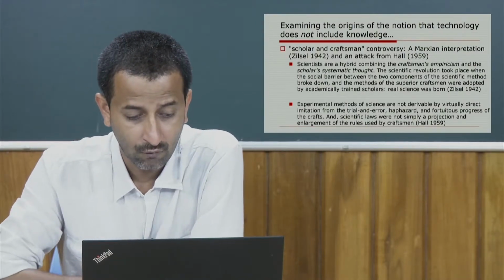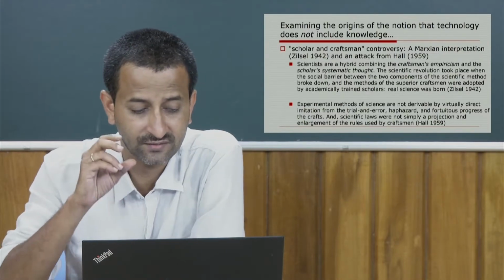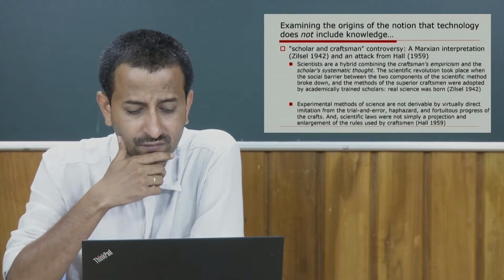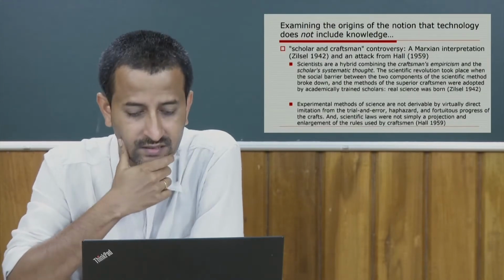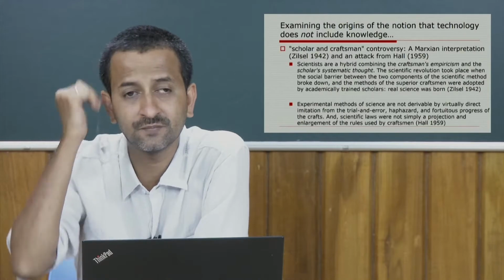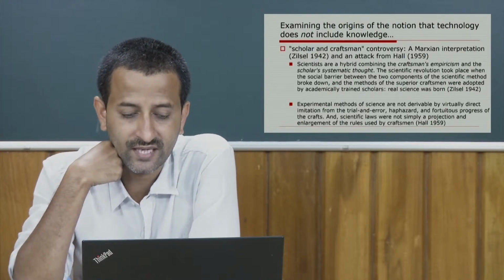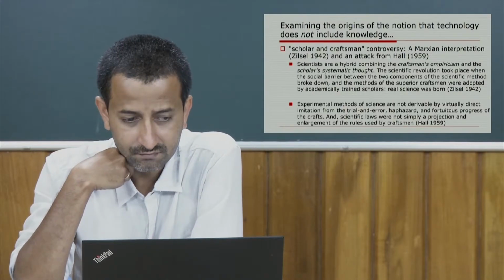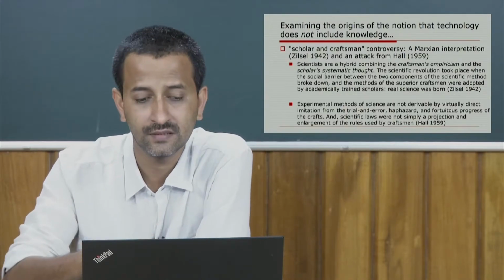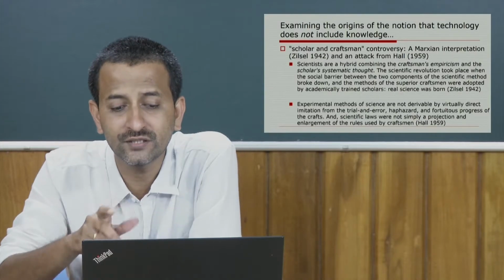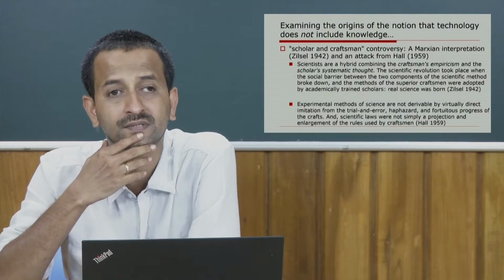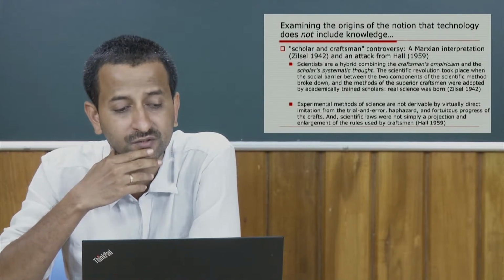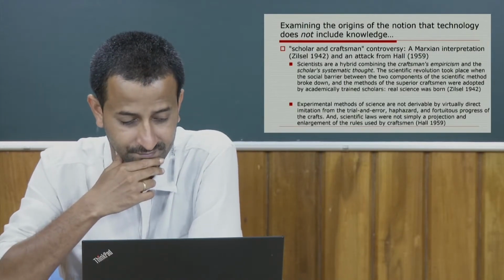Okay? One of the most effective of those who attacked Zilsel's theory was Hall. In a series of classic studies, he refuted the notion that the experimental methods of science were derivable by virtually direct imitation from the trial and error, haphazard and fortuitous progress of the crafts, and that scientific laws were simply a projection and enlargement of the rules used by craftsmen.